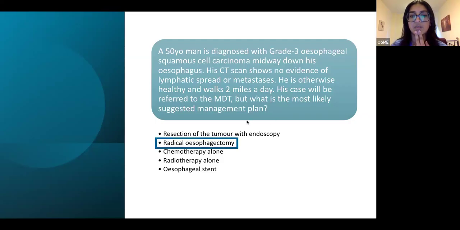So the most likely management plan would be a radical esophagectomy. Surgery is really important for esophageal cancers, removing the tumor because they are very aggressive. A stent would definitely not be enough. You need to cut out the tumor. Resecting the tumor with endoscopy is also not enough because it's a very high grade tumor. You'd want to make sure that you are taking out the whole esophagus to prevent recurrence. Chemo and radiotherapy alone would not be enough because it would compress his airway if it continues to grow, and you would essentially want to remove it and then supplement that with chemo and radiotherapy if needed.